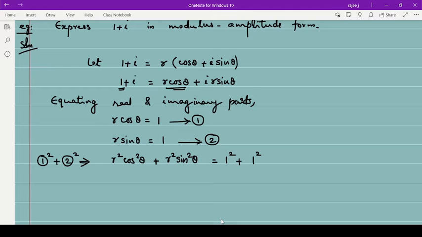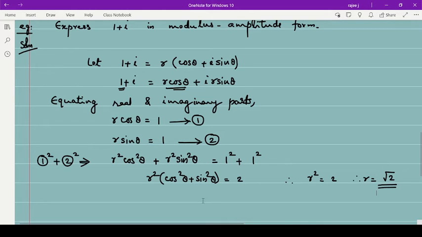So now r square into cos square theta plus sin square theta equal to 1 square plus 1 square, which is 2. Now we know cos square theta plus sin square theta is 1. So r square is equal to 2, or r is actually plus or minus root 2, but r being the modulus, the length of that complex number, we'll take only the positive value. So r equals root 2.